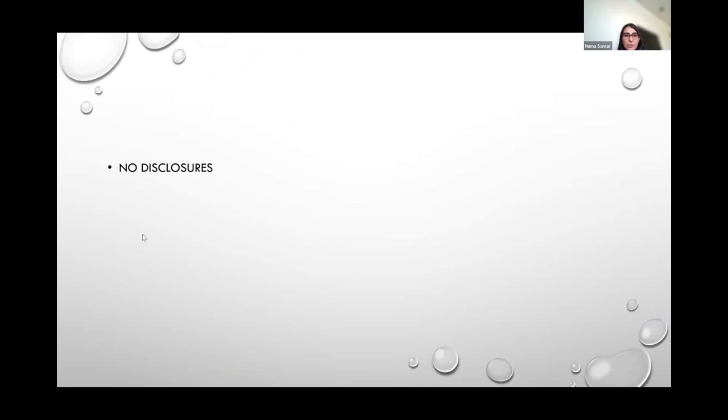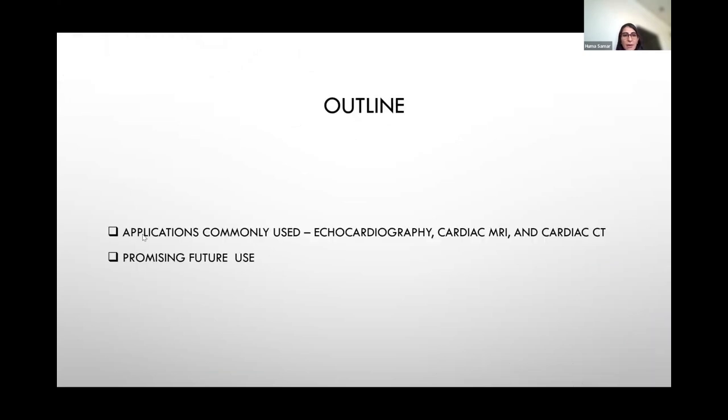So I have no disclosures. And our outline today, we'll basically be going through some AI applications in echocardiography, cardiac MRI, and cardiac CT that are in use currently, commercially available to use today. And then we'll also try to cover some of the promising uses of these in the future.